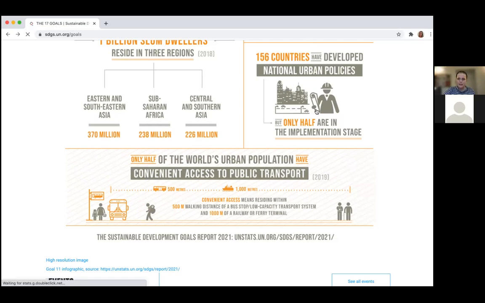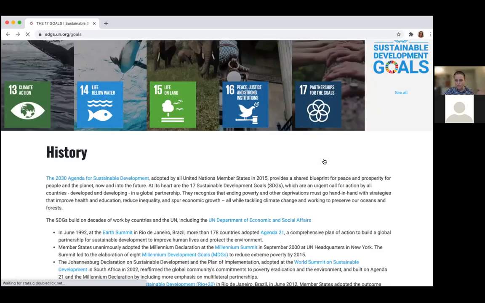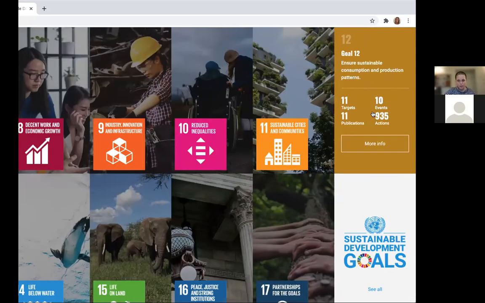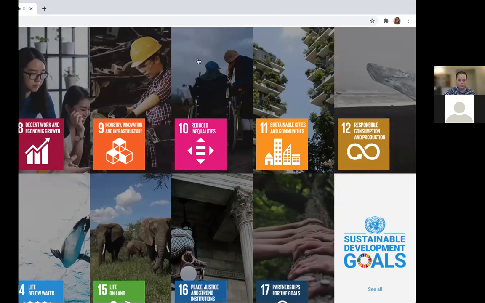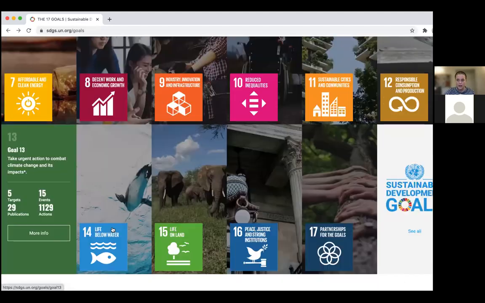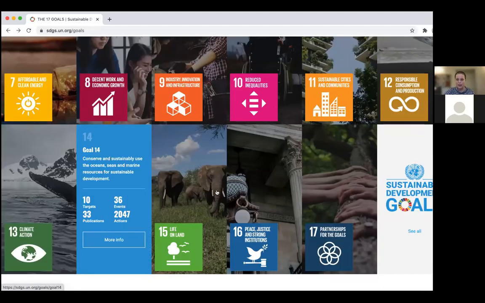Number 12 is the first of the environmental ones, which run from number 12 to number 15. This is about sustainable consumption and production, and how we use our resources and how we produce and consume. Number 13 is probably the most famous one, action on climate. Number 14, we've just seen it, is life below water, so ocean and fresh water. Number 15 is on biodiversity.